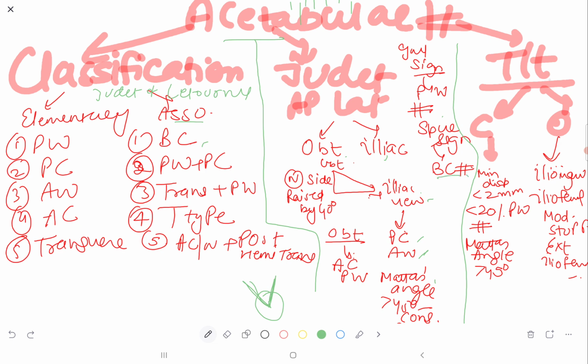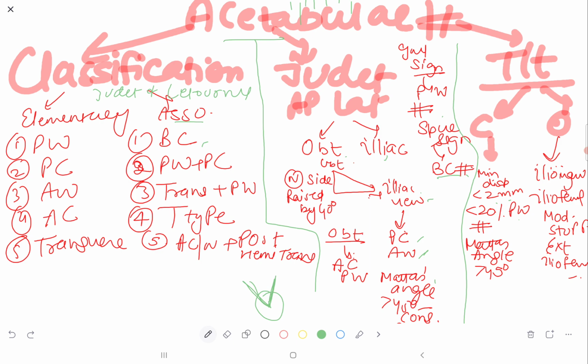Now, for the treatment purposes, conservative treatment, as I have already told you: if there is minimum displacement, that is less than 2 millimeter, then you can do conservative. If less than 20% of the posterior wall is involved, then you can do conservative. If Matta's angle is more than 45 degrees, then you can do conservative.